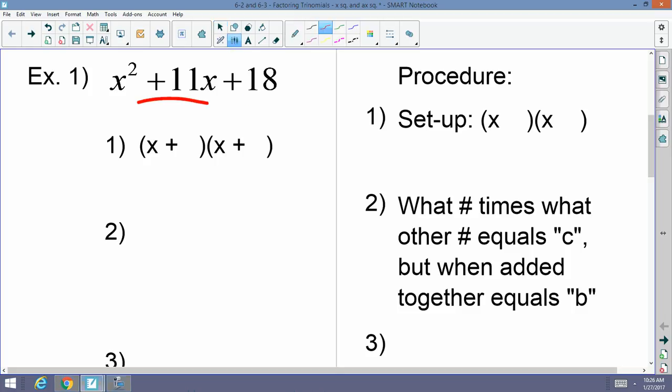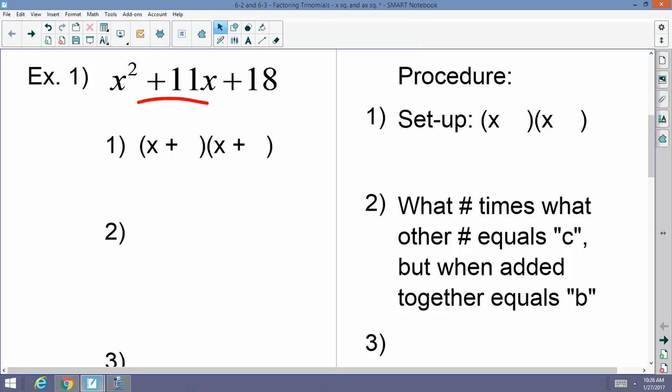Now, remember how I've been telling you since day 1, guys, you got to know your times tables, like backwards and forwards. Right now, today, this is what I was hoping to prepare you for. So let's go. What times what is 18? What adds together to 11? That's it. 2 and 9.